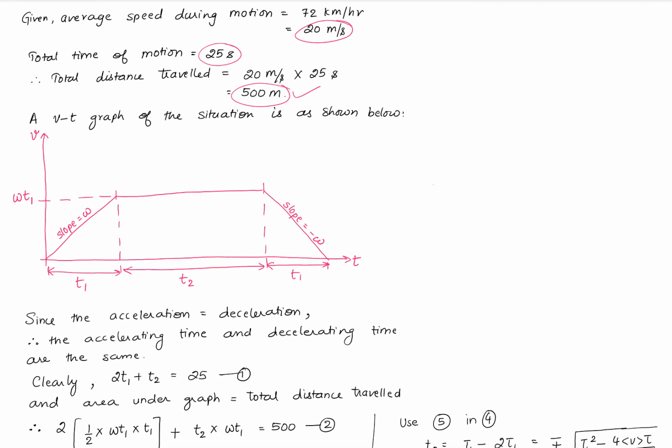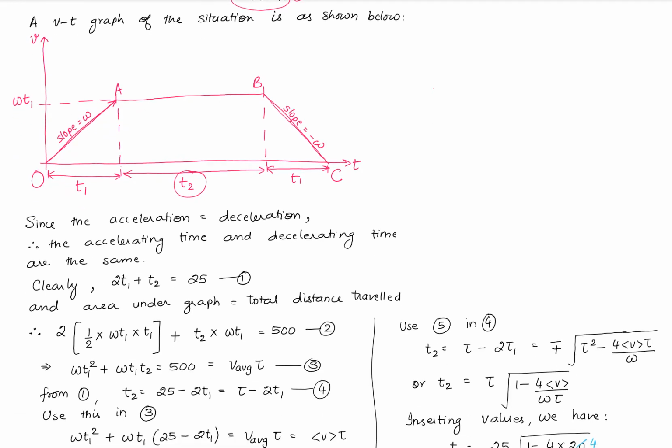This car starts from a certain point O, it accelerates, acceleration is shown using the sloping line here, accelerates up to A, then moves with a constant velocity up to B, and then decelerates to stop at this point C. This is the accelerating part OA, this is the decelerating part BC. The time t1 for which it accelerates is equal to the time t1 for which it decelerates, and it spends a certain amount of time t2 in between traveling at a constant velocity.